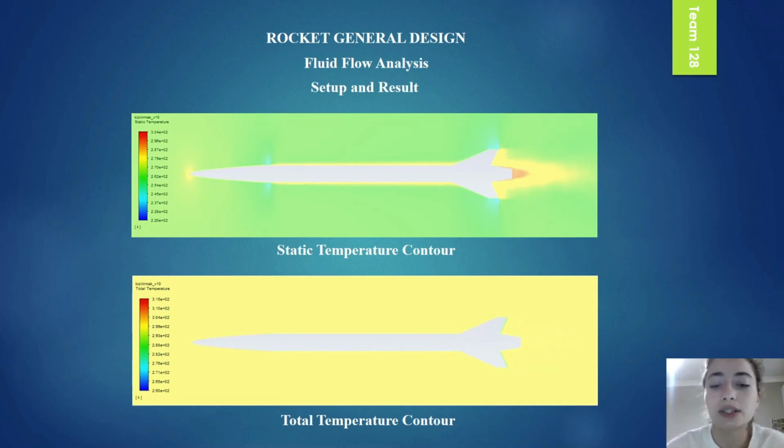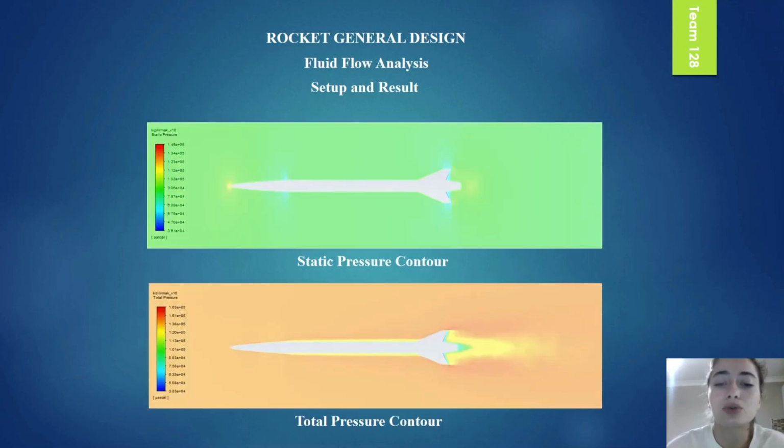The Mach number contour, static temperature contour, total temperature contour, total pressure contour, and density contour obtained as a result of the analysis are shown in these figures.